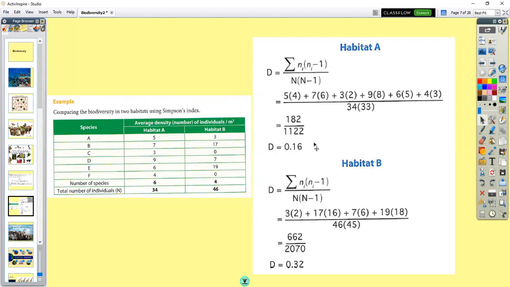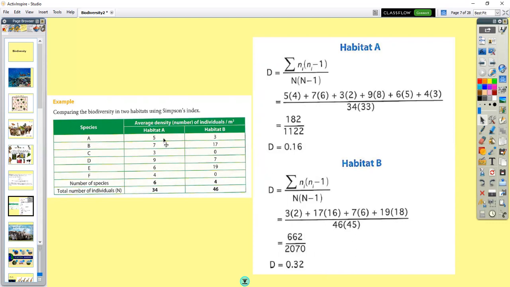Whereas for habitat B, you only have those 4 species, and it's dominated by 2 of them, which would suggest that the biodiversity is lower in habitat B. To do the calculation again, you have 3 multiplied by 2, 17 times 16, 7 times 6, 19 times 18, all added up. You've got a total of 46 multiplied by 45, which gives you 662 divided by 2070, giving a Simpson's index value of 0.32. If you remember, the smaller number means higher biodiversity.